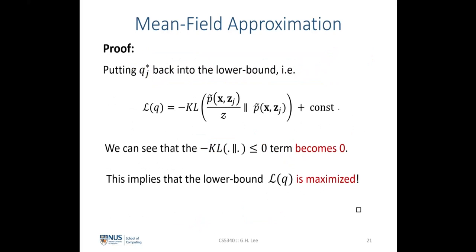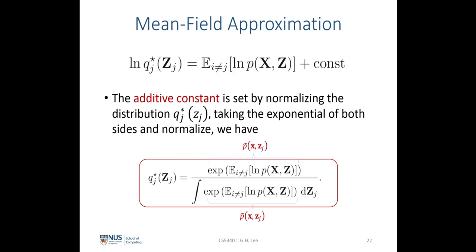Now putting this qj optimal back into the lower bound expression which we have derived in the previous slide, we can see that we reach this term of the negative KL divergence of p tilde of x and zj divided by the partition function, plus a constant. We know that the negative KL divergence is always going to be less than or equal to 0, and it becomes 0 when this lower bound is optimal.